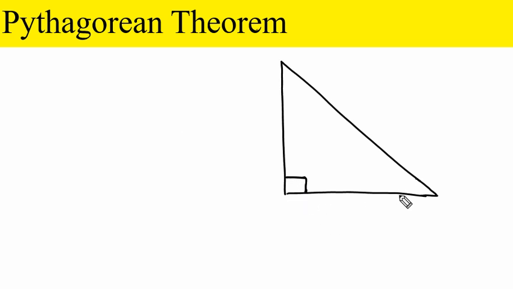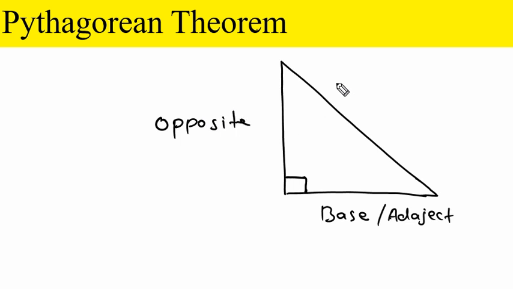Now, what do we call this side? This is your base, or you call this adjacent. These two names you will find in your book. This side is called opposite, and this is your hypotenuse.